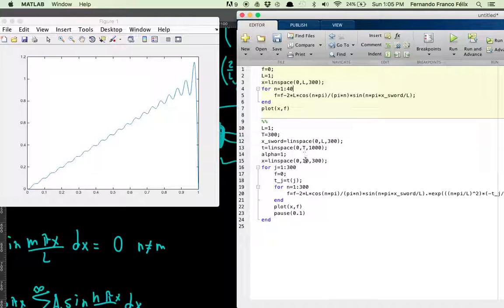Now let's look at how it looks when it changes in time. Don't worry about this code in here, but what this code will do is show you how the heat equation looks in the sword at different points in time. So let's look at that.